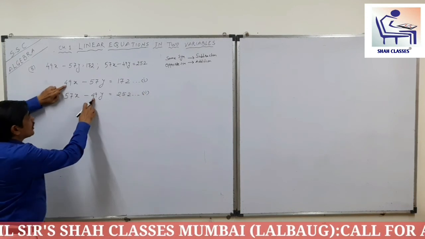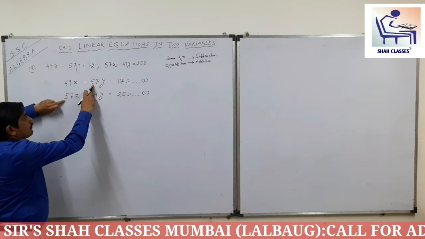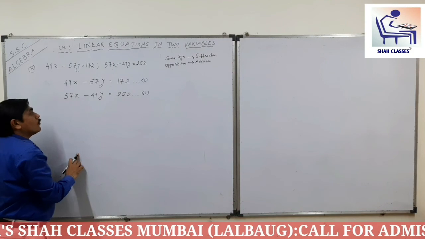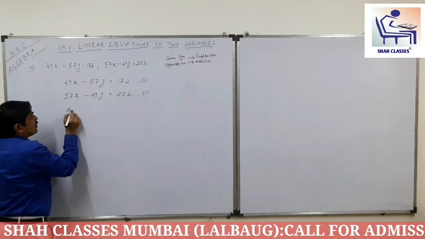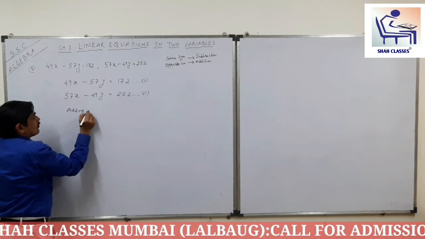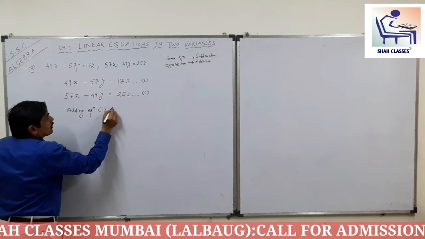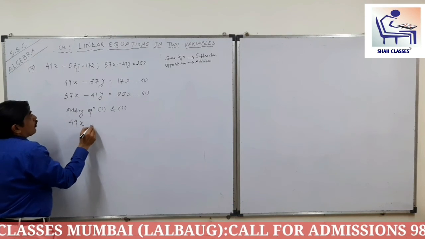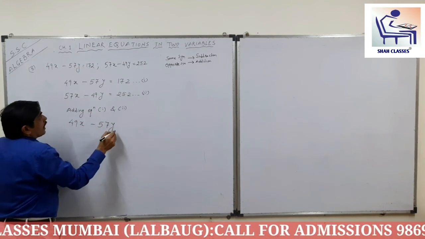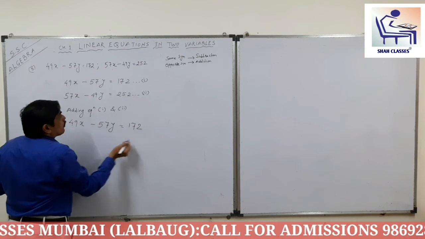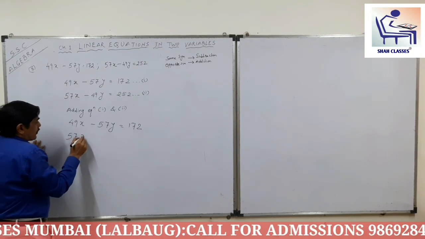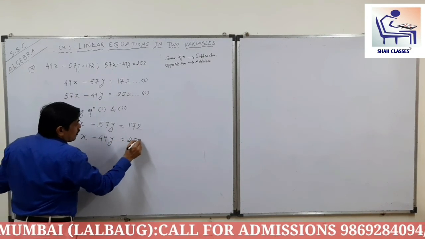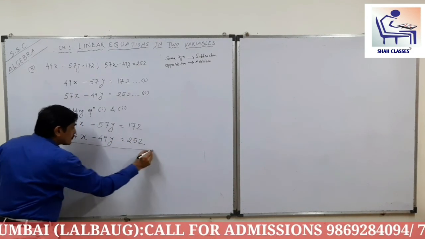Again, we got the similarity. Here also we got the similarity. Okay, so 57y here and 57x there. So once again we will do the addition. So adding equation 1 and 2: 49x minus 57y is equal to 172, and 57x minus 49y is equal to 252.